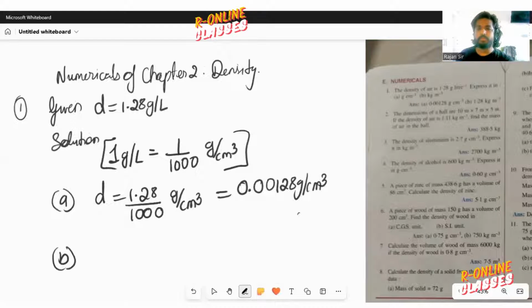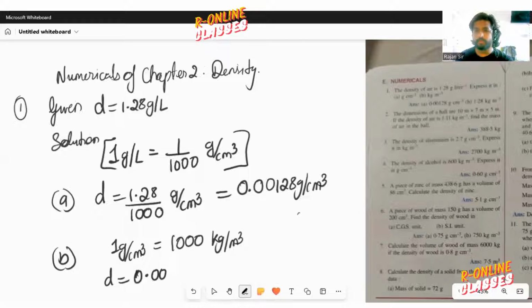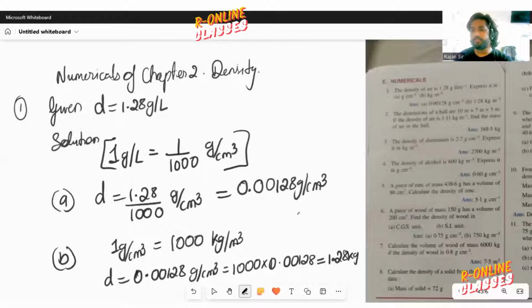The B part, we already know that 1 gram per centimeter cube can be written as 1000 kg per meter cube. Or you can directly write 1 gram per liter is equal to 1 kg per meter cube. So we have density equal to 0.00128 gram per centimeter cube, converting this into 1000 times 0.00128. That is 1.28 kg per meter cube. And that's it. I hope you understand. Let's go to the next one.